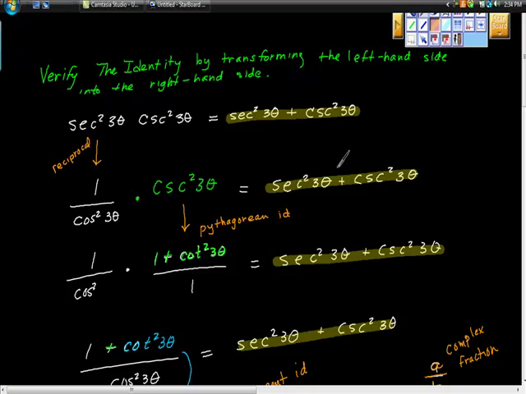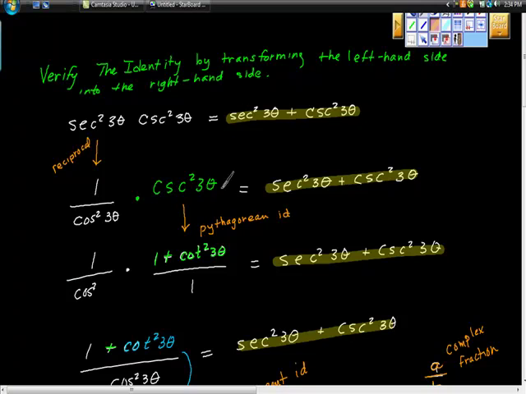So the first thing I did here, I'm starting to just take a look at what I have, and I decided that I was going to try to create one fraction. So I decided I would take the reciprocal identity of secant squared 3 theta from the fundamental identities, and that reciprocal identity is 1 over cosine squared 3 theta, times cosecant squared 3 theta. That's the same as this, and again I did nothing to the right hand side.